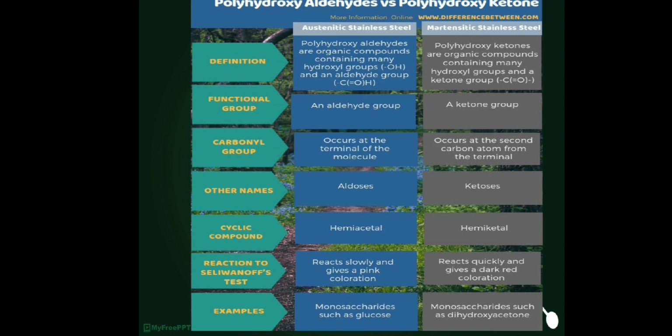For example, in polyhydroxy aldehyde, we have monosaccharides such as glucose, while in polyhydroxy ketone, we have monosaccharides such as dihydroxyacetone. So that was the difference between examples of polyhydroxy aldehyde and polyhydroxy ketone. Let's move forward to another slide. I hope you now know the differences between polyhydroxy aldehyde and polyhydroxy ketone, and between aldehyde and ketone.